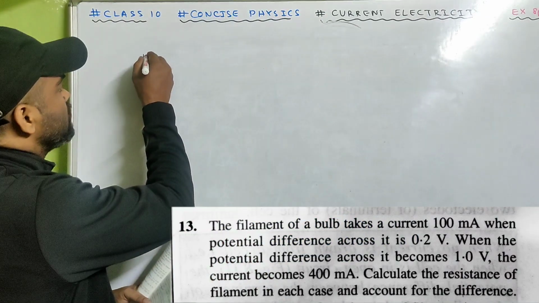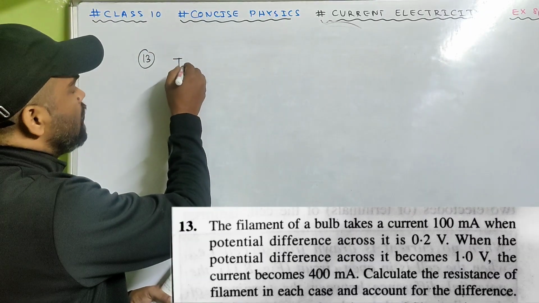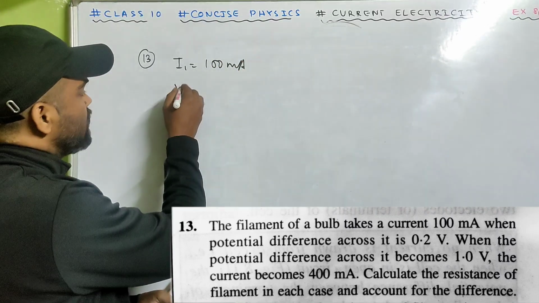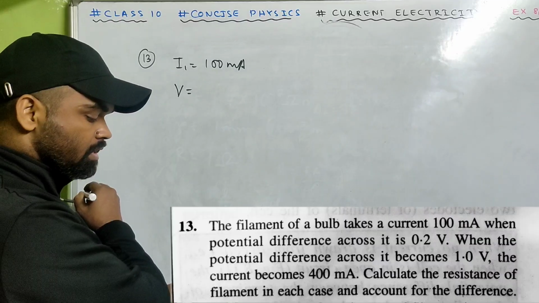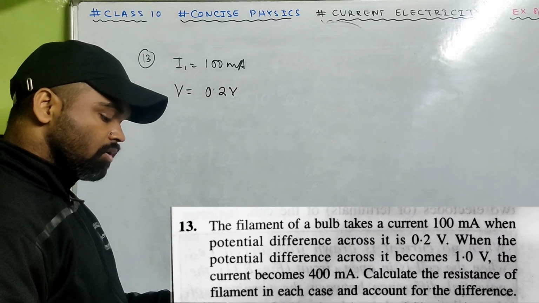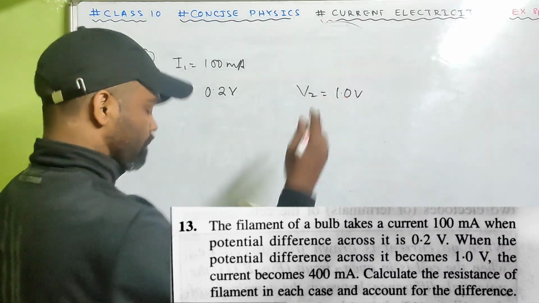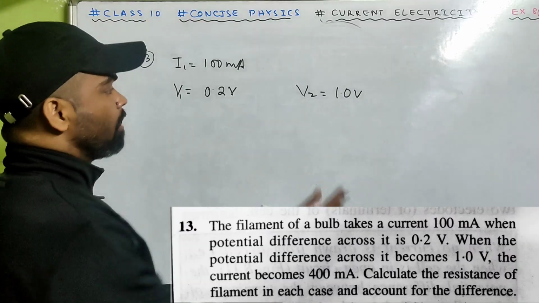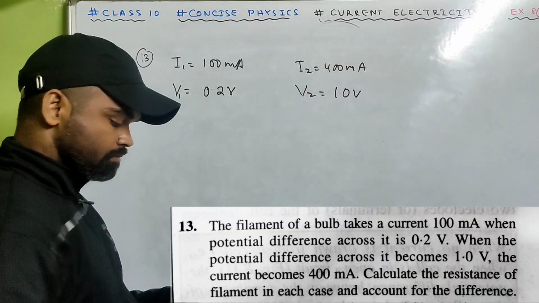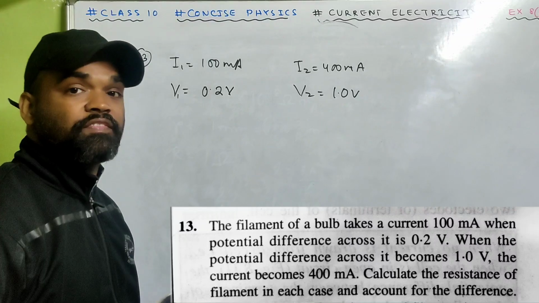Now look at number 13. The filament of a bulb takes a current 100 milliampere when the potential difference across it is 0.2 volt. When the potential difference across it becomes 1 volt, the current becomes 400 milliampere. Calculate the resistance of filament in each case and account for the difference.